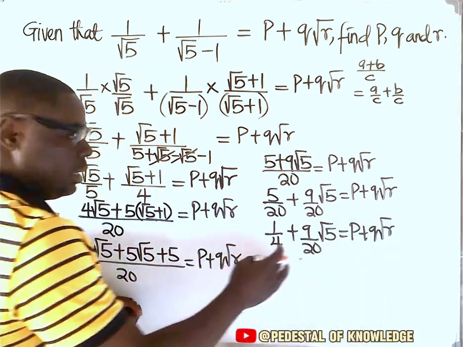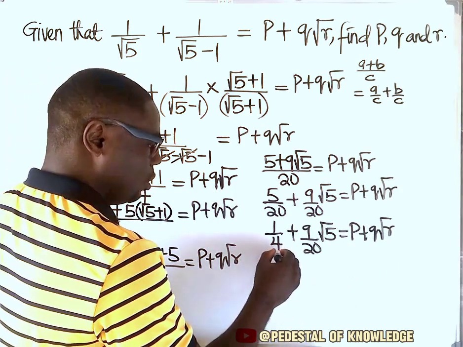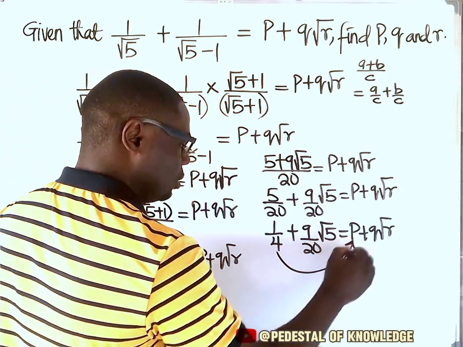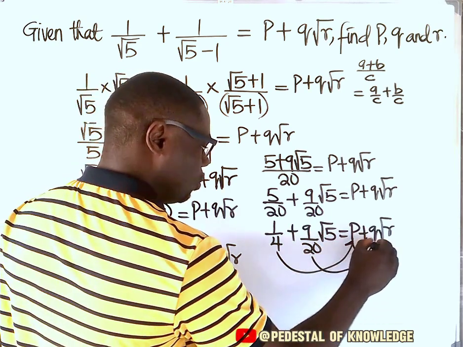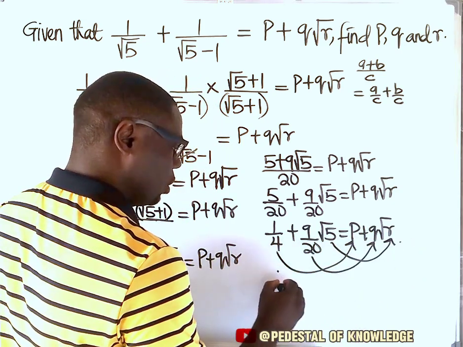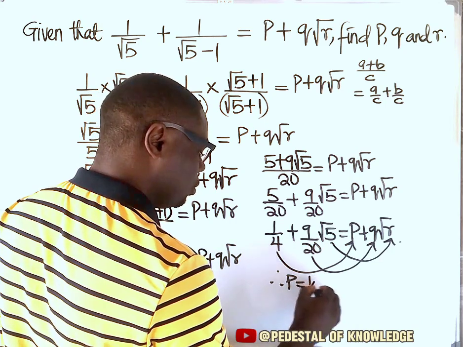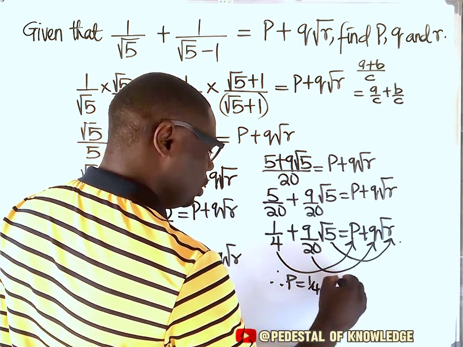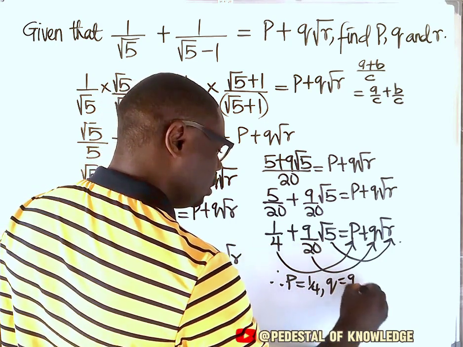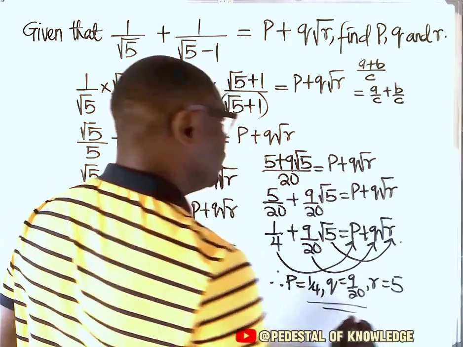So when we compare the variables on the left-hand side and the right-hand side, we are going to have 1 over 4 is equal to P, 9 over 20 is equal to Q, and 5 is equal to R. Therefore, we conclude by saying that P is equal to 1 over 4, Q is equal to 9 over 20, and R is equal to 5. And this is the solution to this problem.